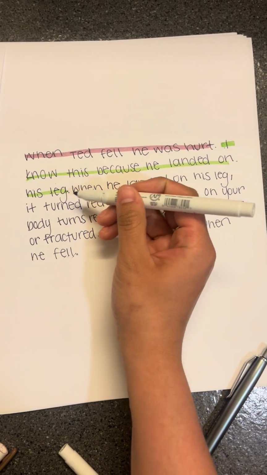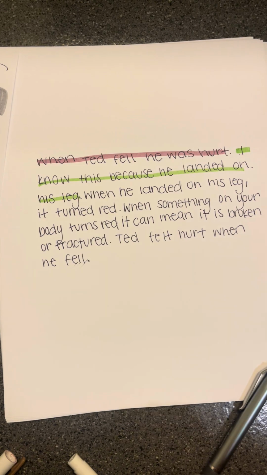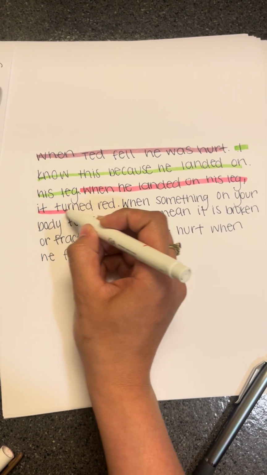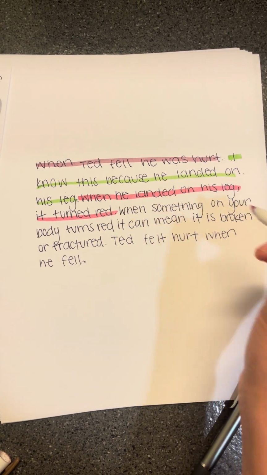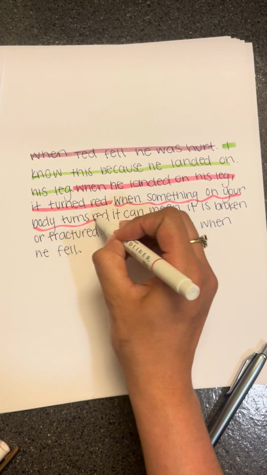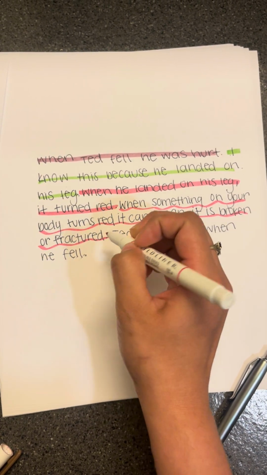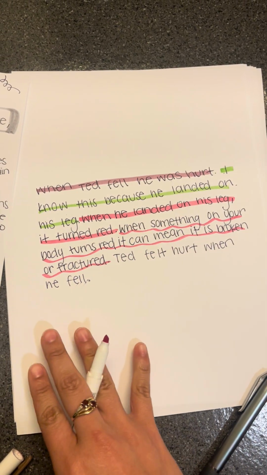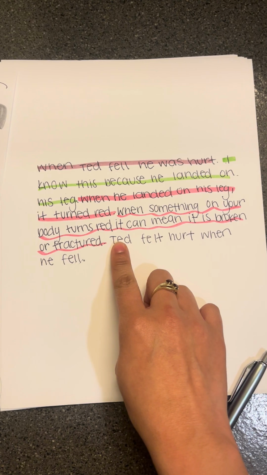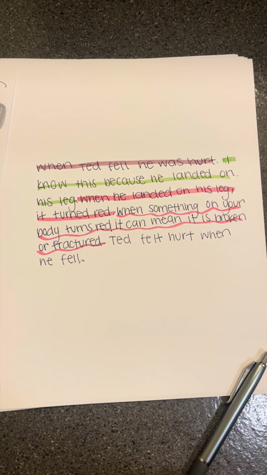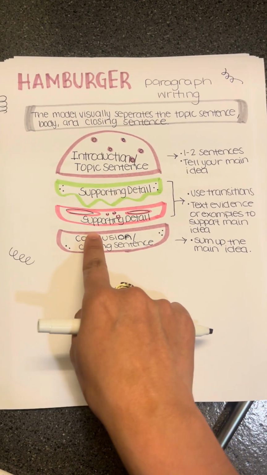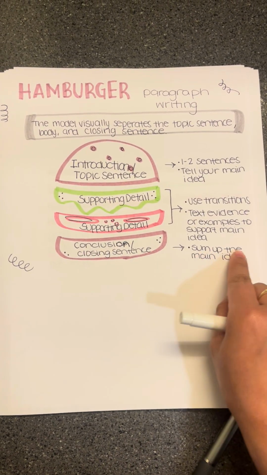My second was, I'm going to make sure I'm using the right one, red. When he landed on his leg, it turned red. Okay, and I'm going to underline this because this was like an example. When something on your body turns red, it can mean it is broken or fractured. This is my example or background knowledge that I have. All right, and then my conclusion, Ted felt hurt when he fell. If I look back at my graphic organizer, it's going to be brown as well, and it's going to sum up the main idea.